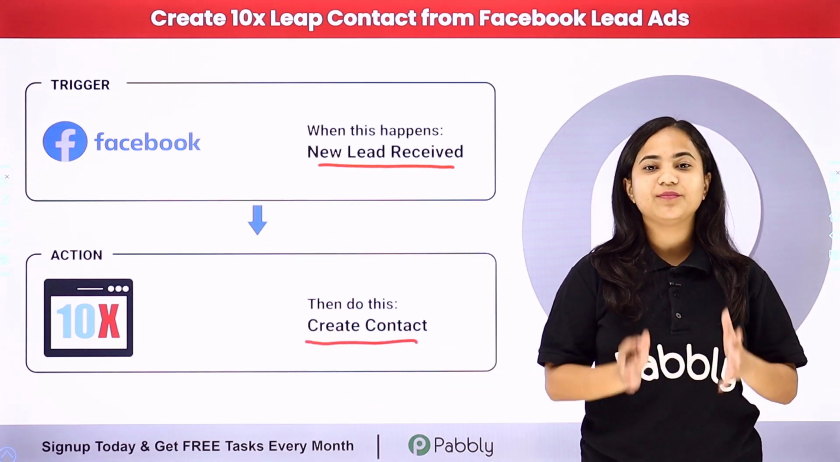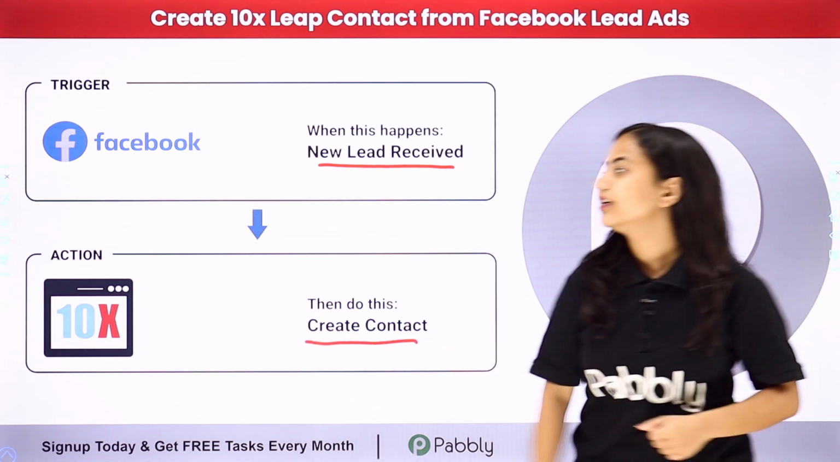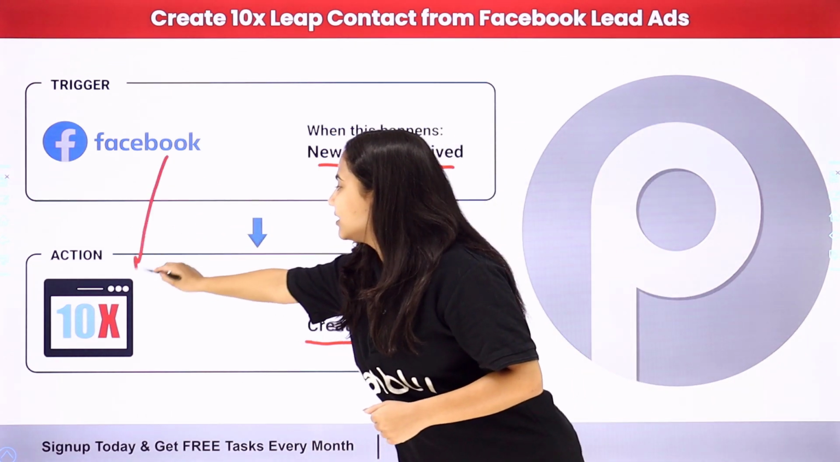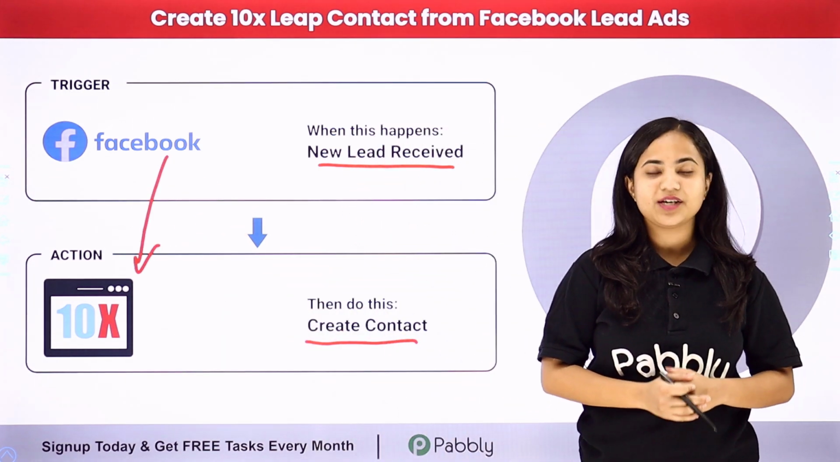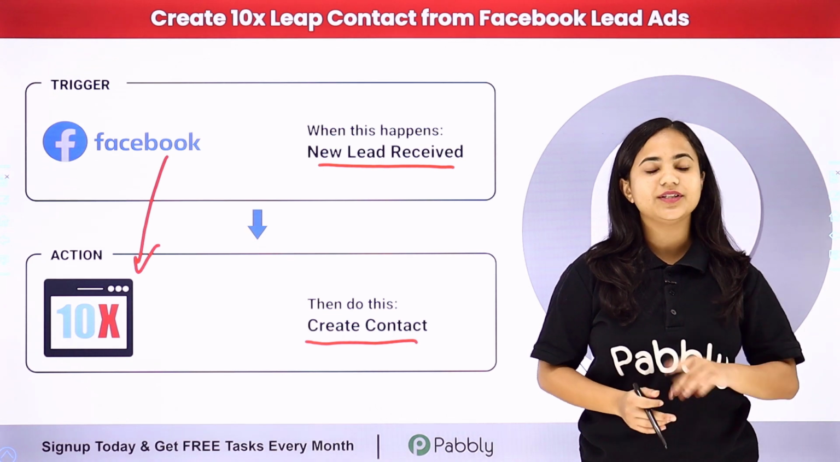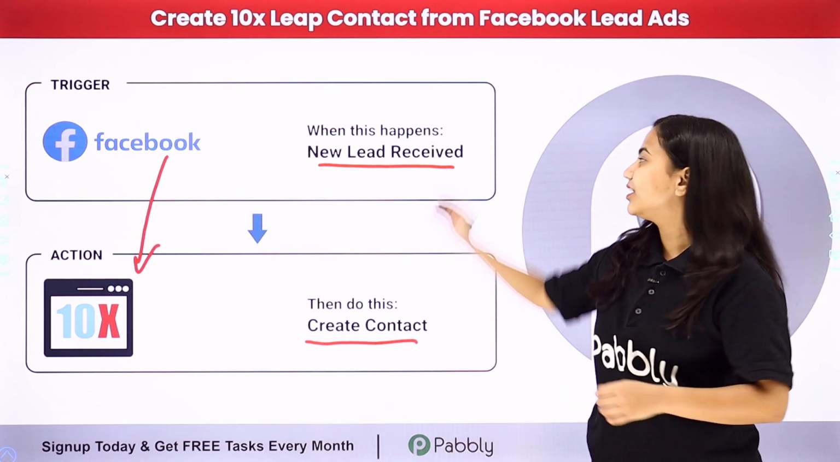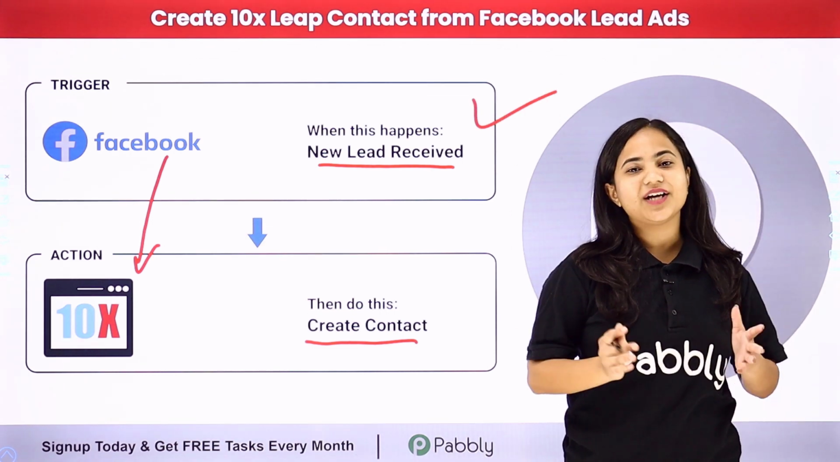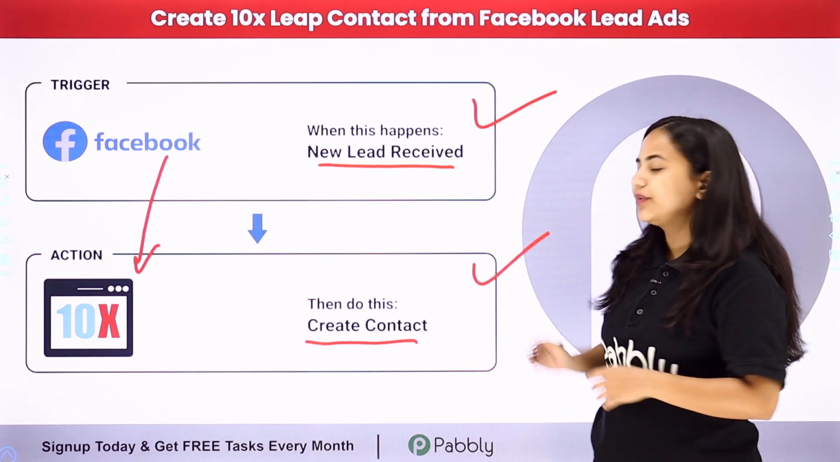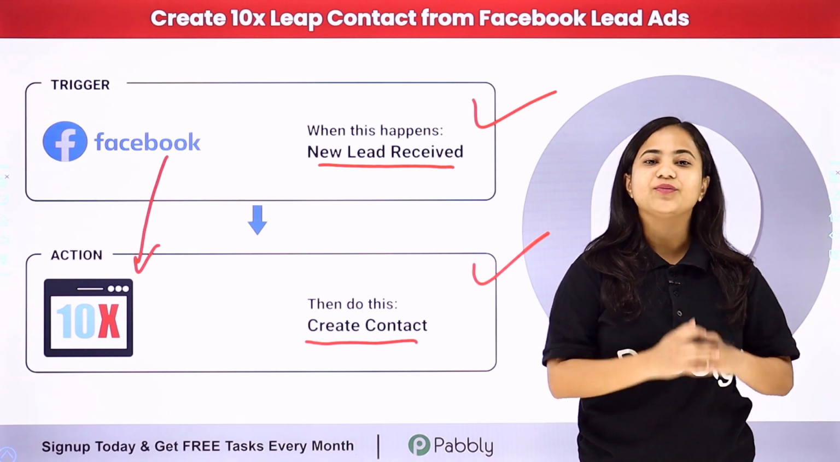And for that, I'm simply going to create a connection between Facebook lead ads and 10x Leap with the help of Pabbly Connect. Pabbly Connect works on two principles. First is trigger and second is action. Here my trigger application is Facebook lead ads and my action application is 10x Leap. To learn how to do this, let me take you to my screen.